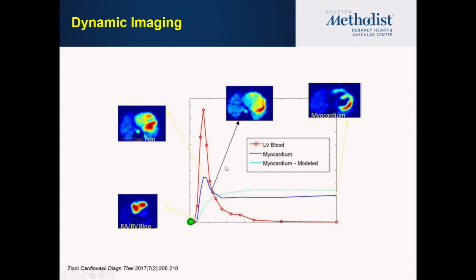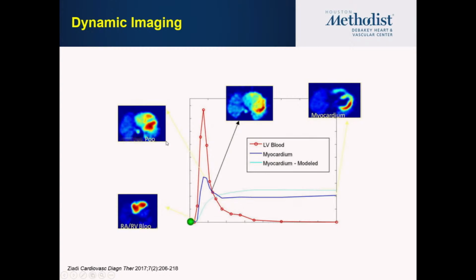And based on that, we just go ahead and draw these time activity curves and measure the myocardial blood flow. That will allow us to get information about the flow, how much flow made it to the left ventricle and how much flow made it to the myocardium.